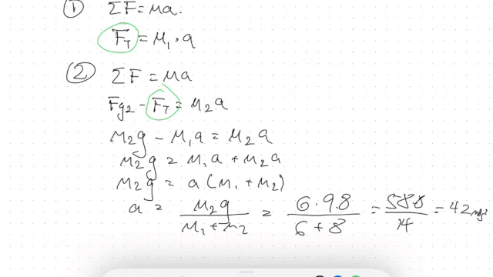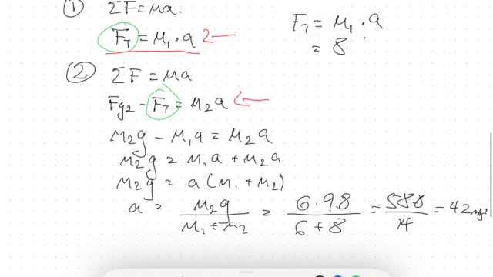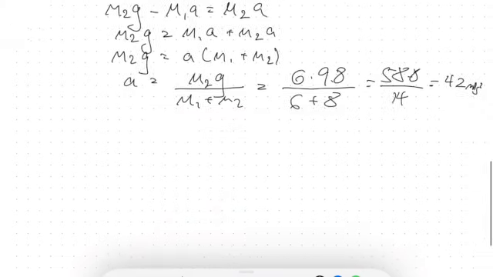Okay, the other part is it wants us to calculate the force of tension. So we need to plug it back either into here, the acceleration, or into there. And that one looks easier. So force of tension equals m1 times a. That's 8 times 4.2. That's 33.6 newtons. And we're going to round to 2 sig figs, 34 newtons. All right.